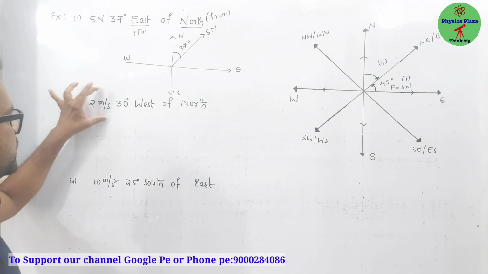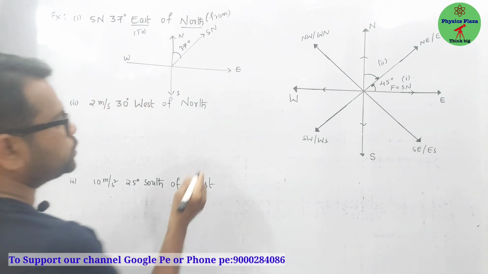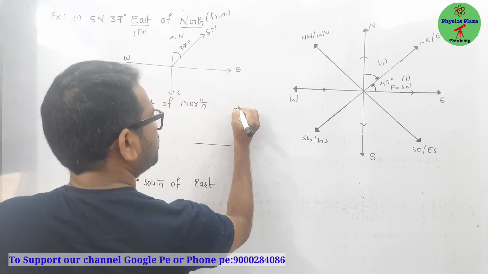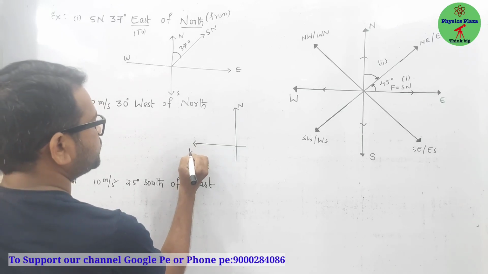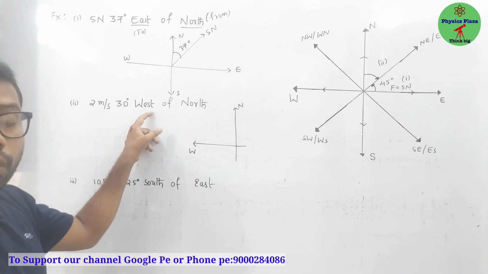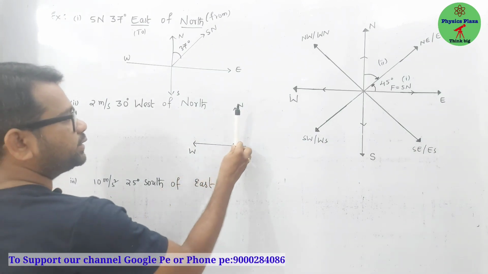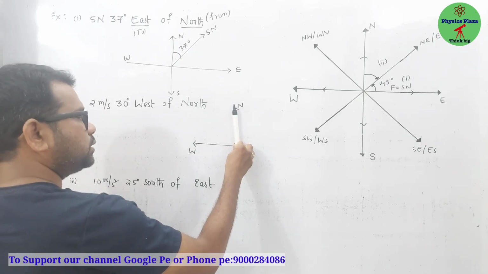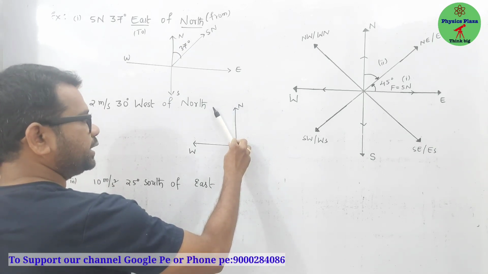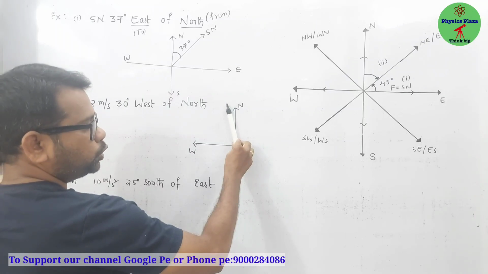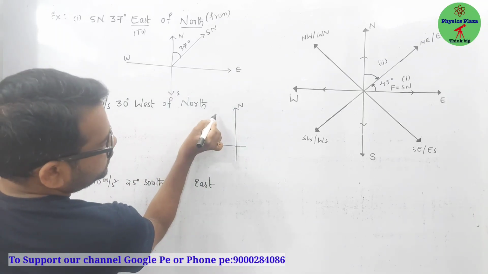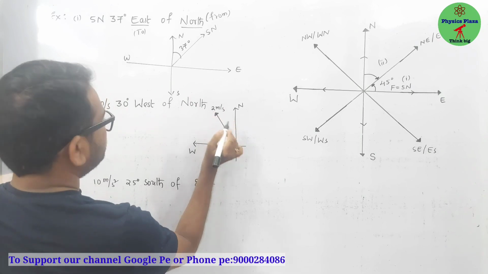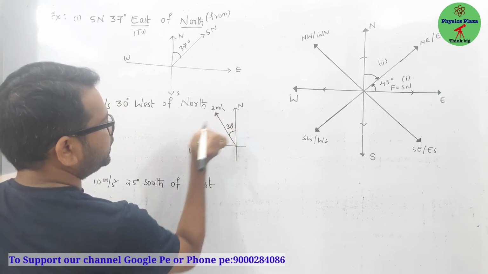Now, the second one: 2 meter per second, 30 degrees west of north. So let us take now only west and north, right? No need for all directions. This is north and here is west. They are saying 30 degrees west of north, which means before it was like this. So let us say there is a velocity vector, turned towards west by 30 degrees like this. From north towards west, this is 2 meters per second, and this is the 30 degrees.